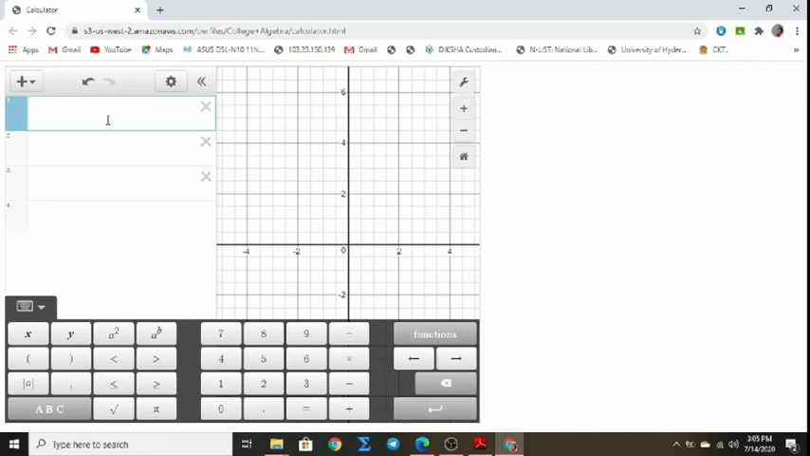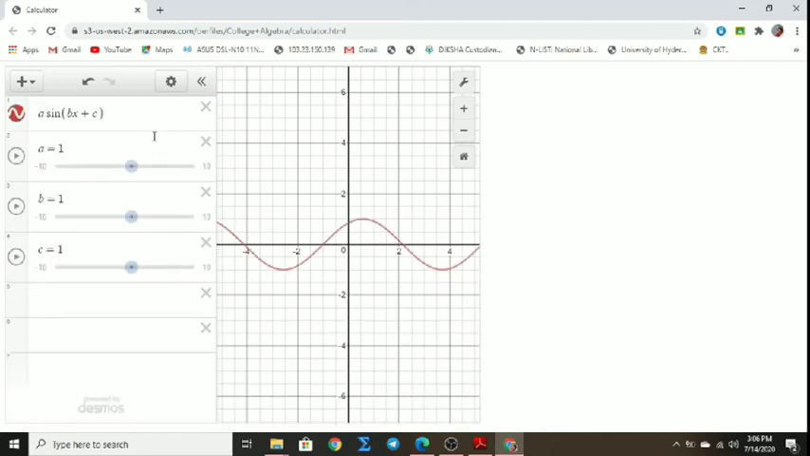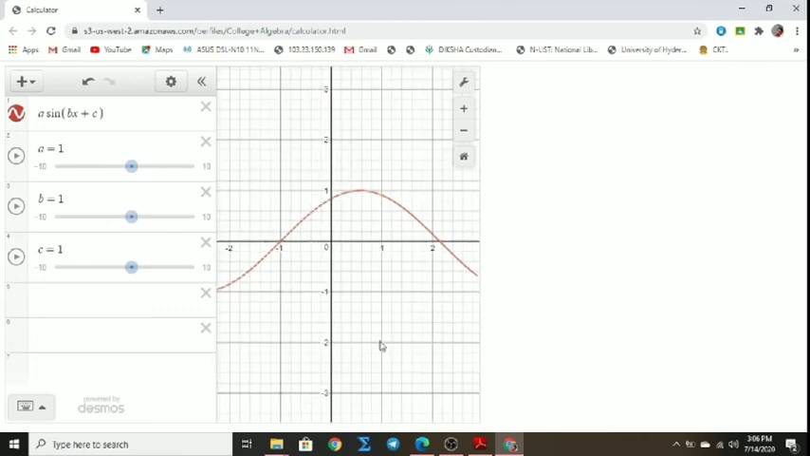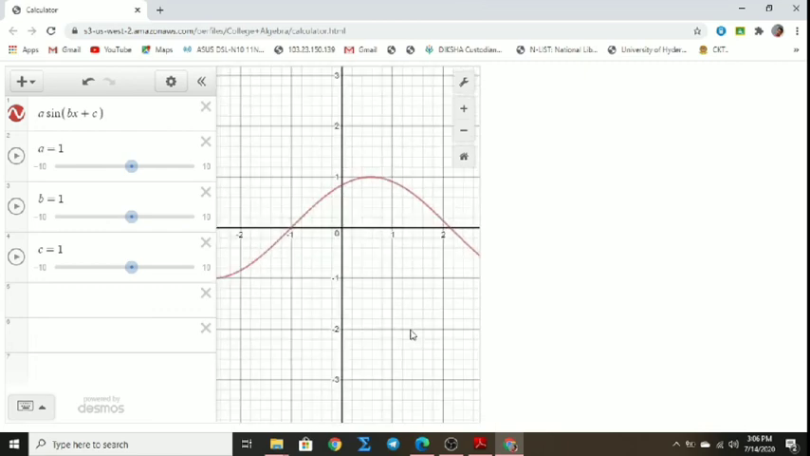So let us type one function: a into sine of bx plus c. Here we have added parameters a, b, c. They are parameters, and if we change these parameters, then see what the graph will be. We can move this graph here and there, no problem.